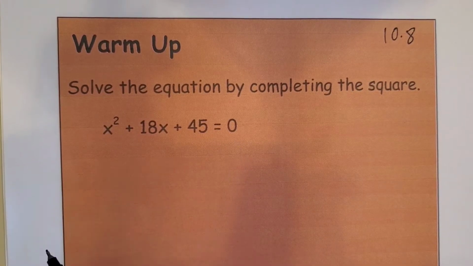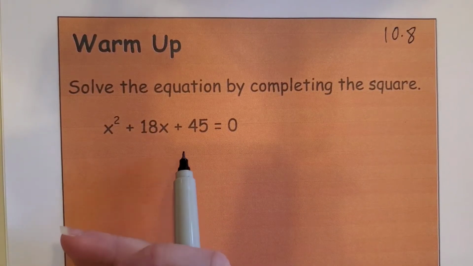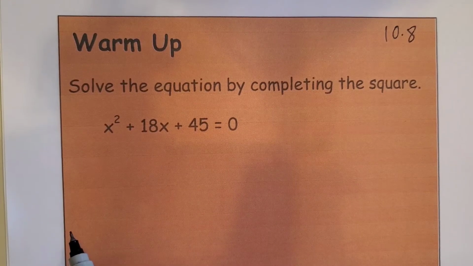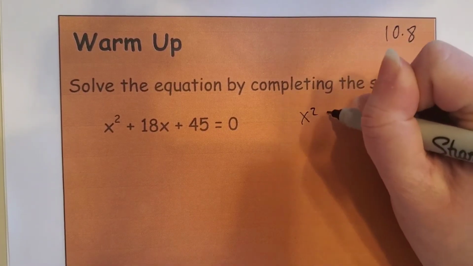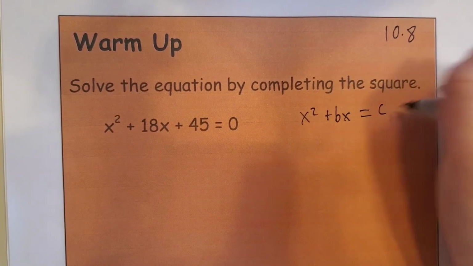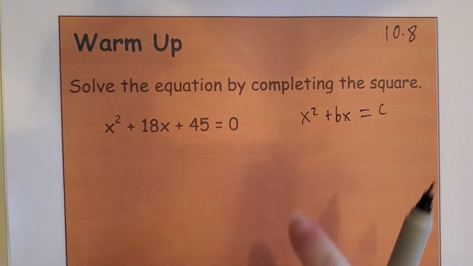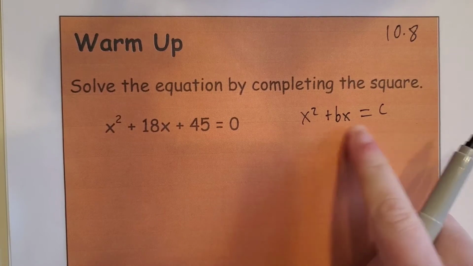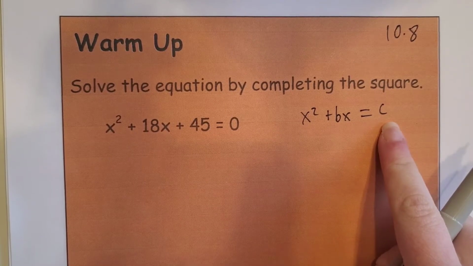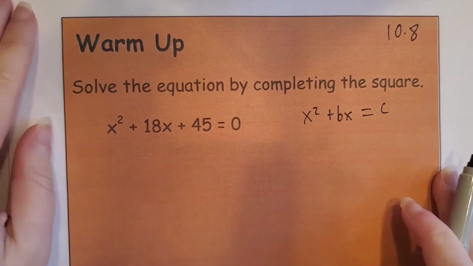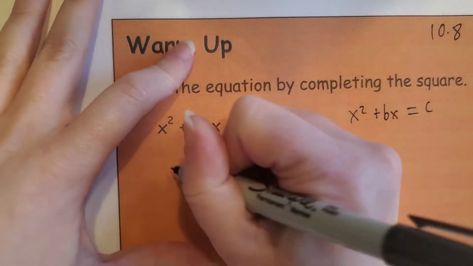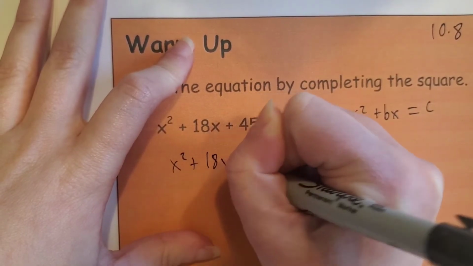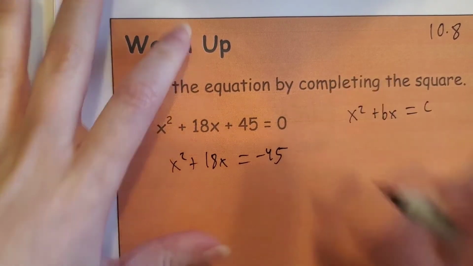When you're solving equations by completing the square, your actual quadratic is going to look a little bit different than how you're used to. The format that you want for completing the square looks something like this: x squared plus bx is equal to c. Instead of everything over on one side, you want all the variables on one side and then any constants or numbers on the right. So in this case, the only extra work that we'd have to do before we get started is just shift that 45 over. x squared plus 18x is equal to negative 45.